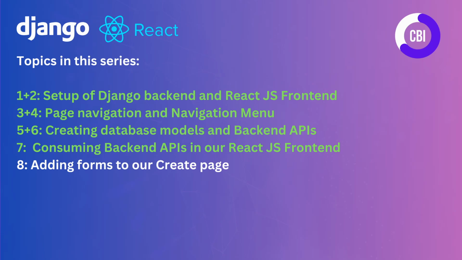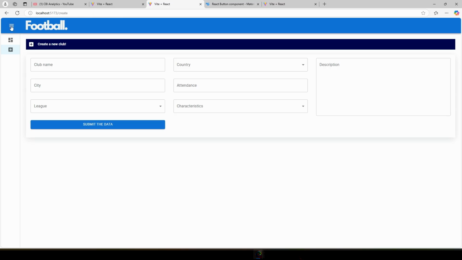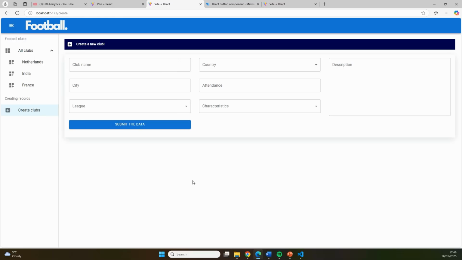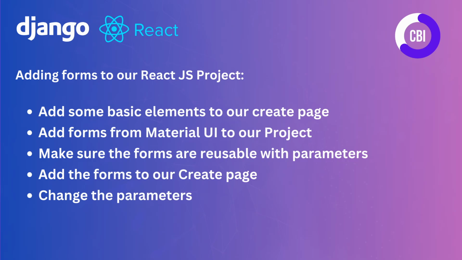Now in this video we're going to continue and we're going to be adding forms from Material UI to our project. And that step is going to bring us a little bit closer to enabling the create functionality inside of our React.js frontend and our Django backend. And that means that after this video our project will look like this, where our create page has some nice applied styling, and also we already have all of the different forms on the page, including the options for the select and multi-select forms.